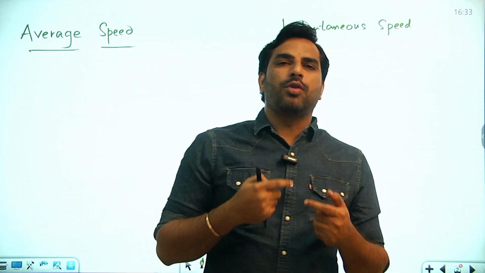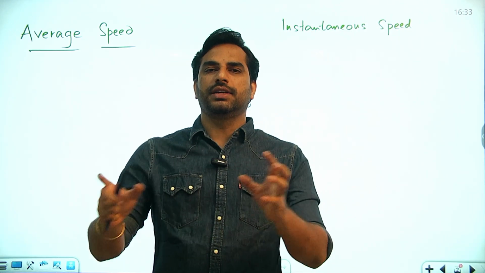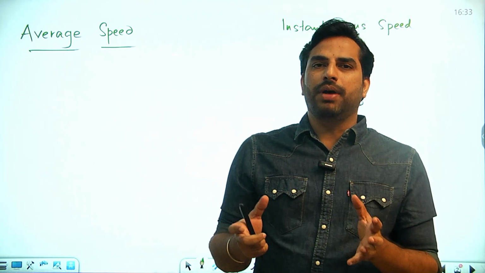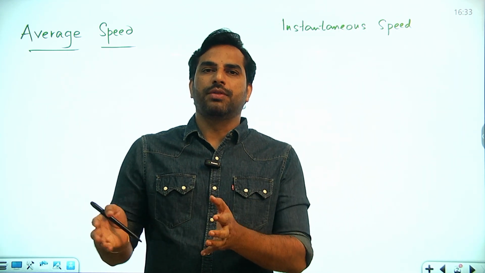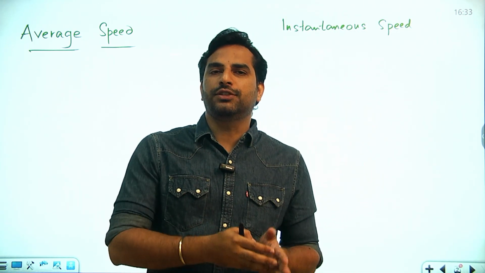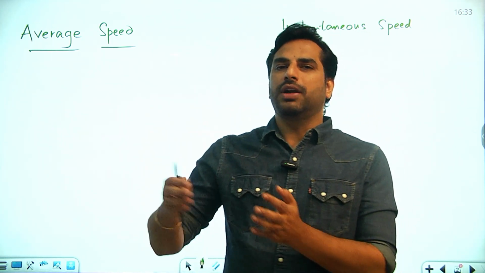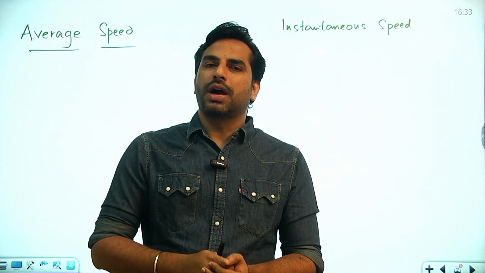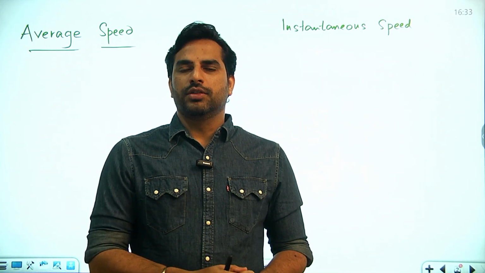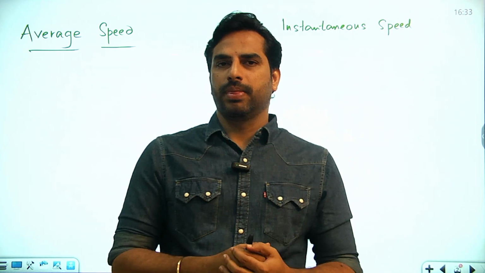Speed is a physical quantity which is used to describe how fast a particle is tracing its path. For example, if I say the speed of a bike is 30 km per hour, it is moving so fast that it could cover a distance of 30 km in 1 hour. If I say 40 km per hour, it is able to cover a distance of 40 km in 1 hour. So speed describes how fast a particle is moving.